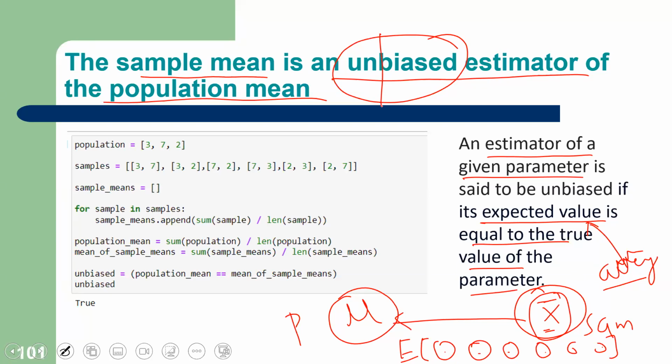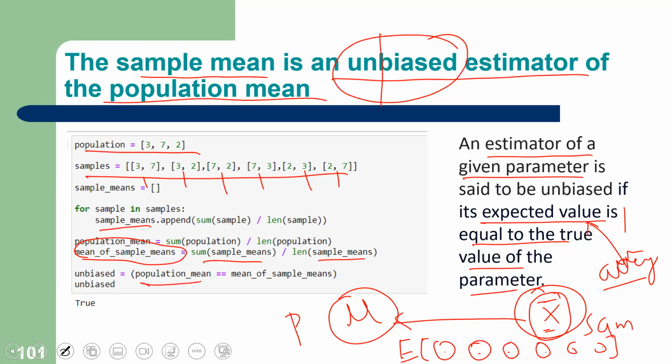If you take these various samples we have taken from our population, for example, the 3 various combinations we have made here, then for each sample I compute the mean and append it to the sample means. At the end I take the total sum of the sample means divided by the length of the means, giving the mean of the sample means. Now we have to calculate whether this mean of sample means is equal to the population mean.